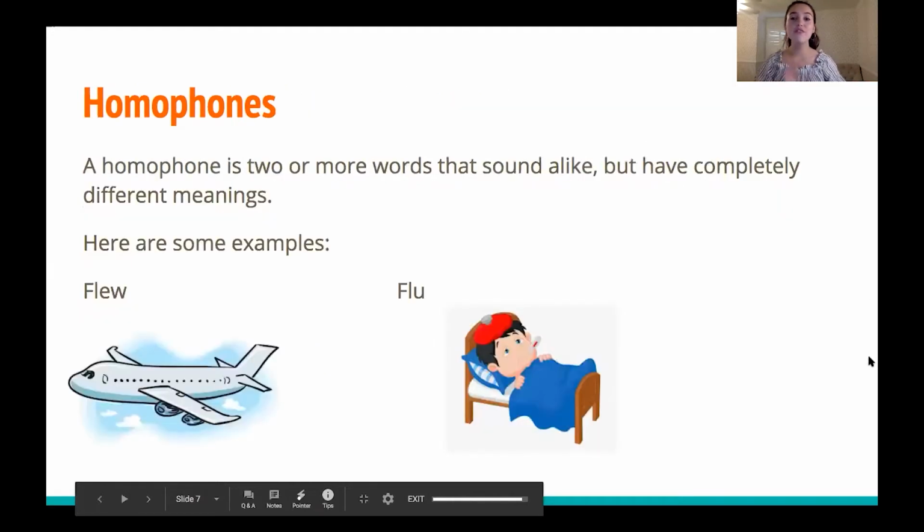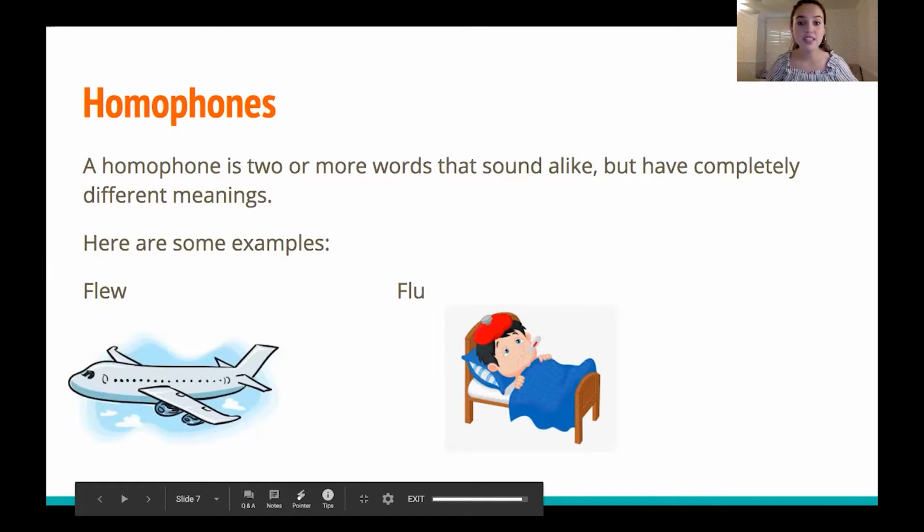All right, so the very first thing we are going to talk about today is homophones. And again, this is just the definition, and it says a homophone is two or more words that sound alike but have completely different meanings. So here's just one example. You can see on the left, there is an airplane, and above the airplane, you see the word flew. You can use that word when you're saying, I flew to California to go to Disneyland, or I flew on an airplane, or maybe you could even say, I flew through traffic.